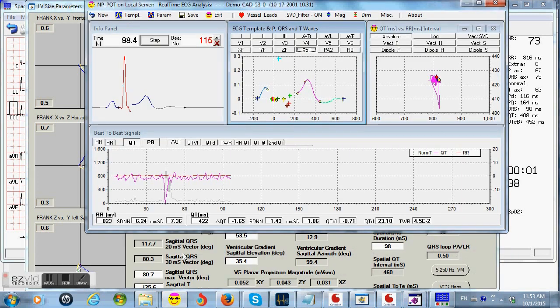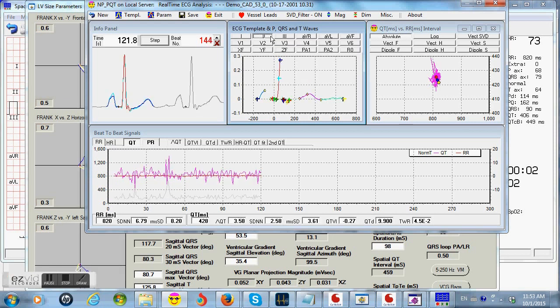Let's have a look at QTV again. We're in the first eigenvector here, and the first thing you see is the R-to-R interval variability in red is pretty flat compared to the QT variability in purple, which is moving along and doing its own thing. So we have a dissociation between RRV and QTV, which is pretty obvious to the eye. Let's look in lead 2, and we can see it even more obviously there, where we have this dissociation, and we can see the QTVI is abnormal as well down on the bottom.